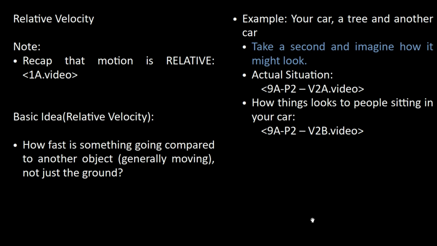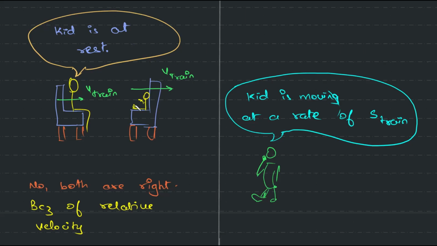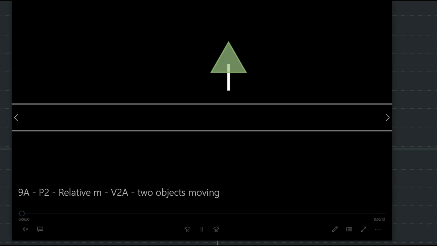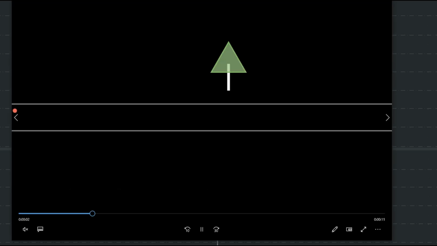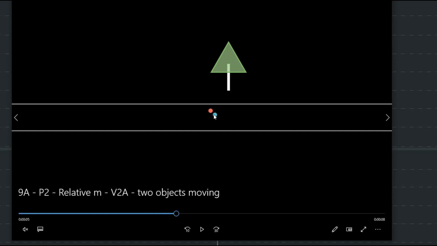So the basic idea of relative velocity is how fast is something going compared to another object, generally moving, not just the ground. So we have two things that are moving, right? With respect to each other, how is the other person's motion? One more example is if you guys are sitting in a car, we have something like this. So this particular vehicle looks as if it's moving very fast.